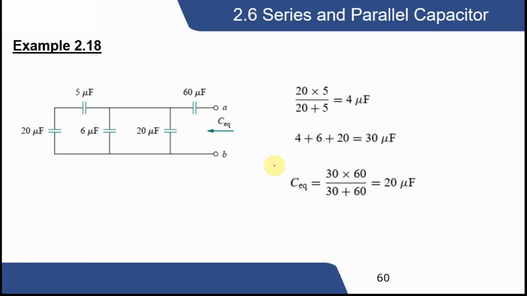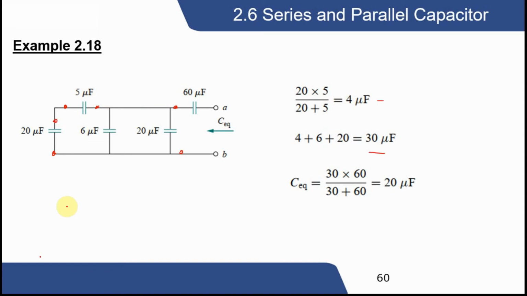Let's solve one example. If you want to calculate C, is this series or parallel? Yes, this is series, because both ends are not connected with both ends of this one; one end is connected with one end, and there is no branch. So in series, we multiply both of them and divide by the sum of the two, 20 and 5. So this is the one capacitance.